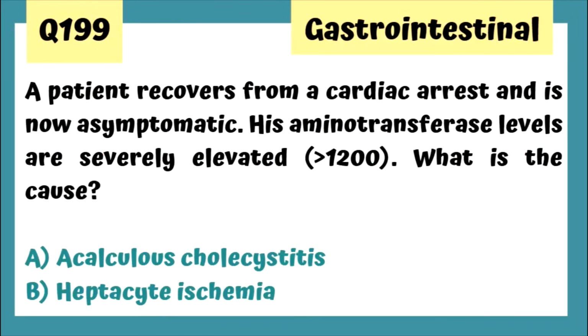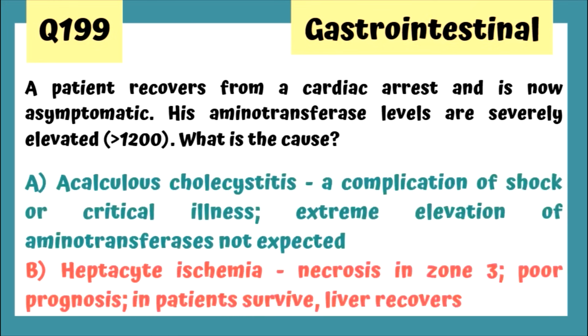Question 199, a patient recovers from a cardiac arrest and is now asymptomatic. His aminotransferase levels are severely elevated. So he had cardiac arrest, and now he's asymptomatic, but his liver is problematic. What's the cause? Well, his liver got ischemia, hepatocyte ischemia. Necrosis occurs in zone 3, and in patients that do survive, the liver often recovers.